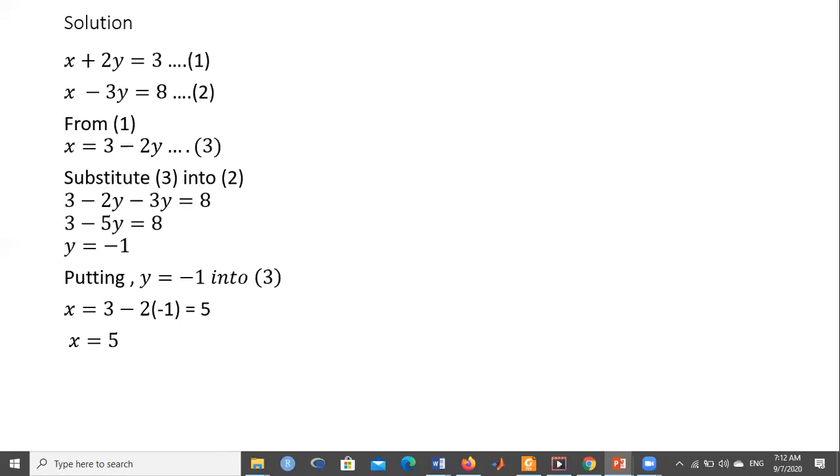Now you can go ahead and substitute y equal to negative 1 into any one of the equations. This time you can even take equation 3. So if you take equation 3, we have x equal to 3 minus 2y. But now you know y is minus 1. So it becomes x equal to 3 minus 2 into bracket minus 1, because 3 minus 2 times minus 1 becomes plus 2, which is equal to 5. Therefore, we have x equal to 5 and y equal to minus 1.